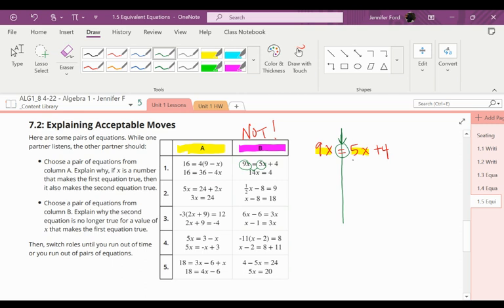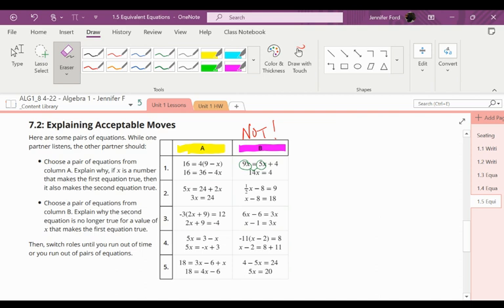If I want to get rid of this 5x, I have to subtract 5x on both sides. So I get 4x equals 4, and then divide by 4. So I get x equals 1. So you can't combine like terms across the equal sign; you can only combine like terms if they're on the same side of the equal sign. All right. Next.